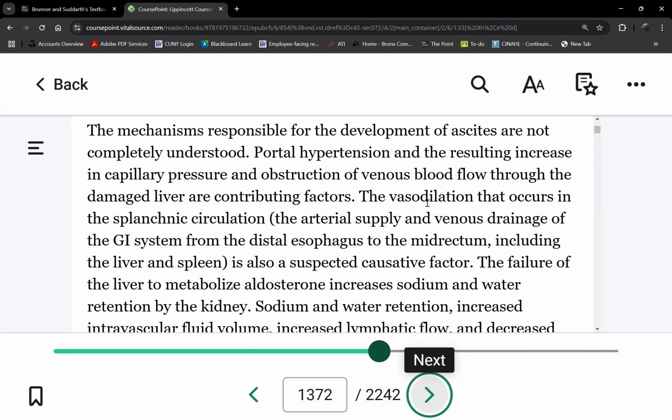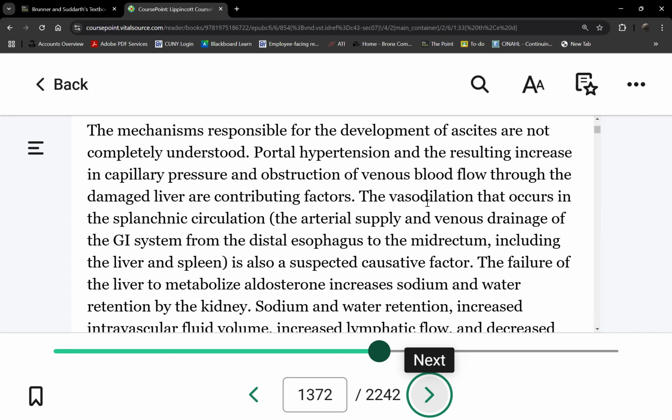Okay, let's go back. Where did this fluid come from? Did they drink 6 liters of water? Where did this water come from? How did they end up in the legs? How did they end up in the peritoneal cavity? Yes, that's the process by which they got there, but where did they come from?